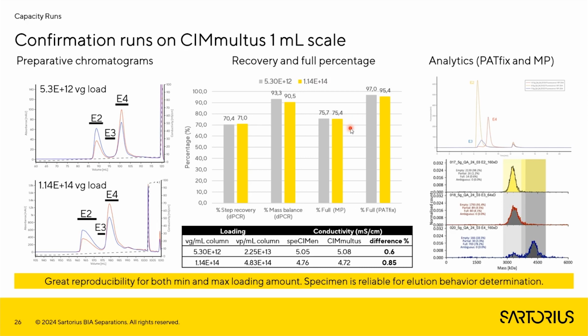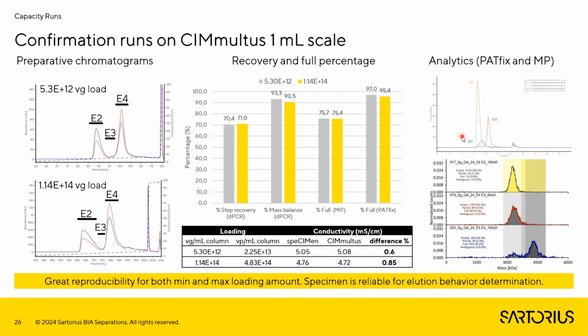As for the percentage of full, we see higher numbers with PET fix, and slightly lower with mass photometry. But the main takeaway here is that no matter the scale, no matter the challenging of the column that you go, so low amount of loading or high amount of loading, we do see that basically the same values will be obtained. Looking closely at the figures of the analytics, not just expressed in numbers, we also get a hint of what the E3 fraction consists of.